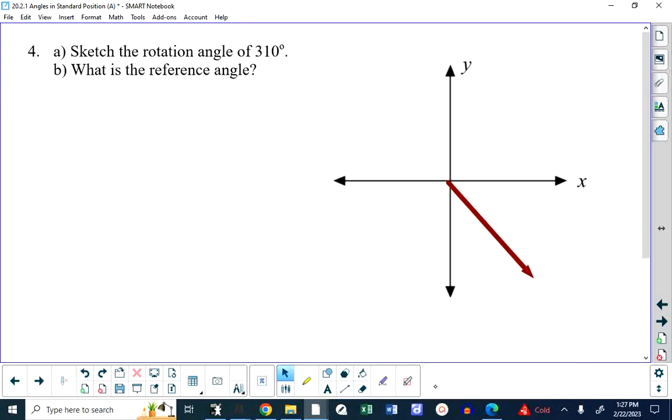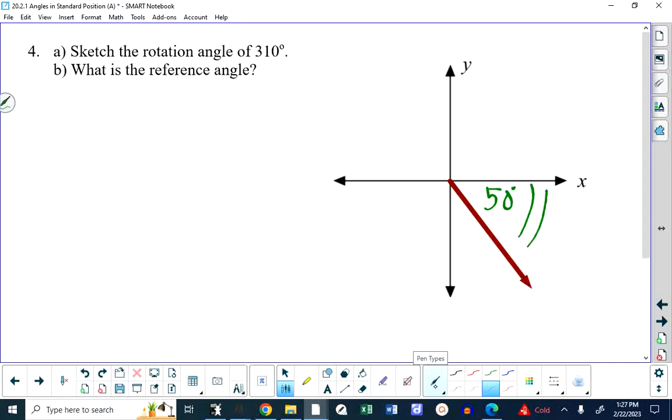Which means I kind of lucked out here. I've determined that this is 50 degrees. I've determined the reference angle in figuring out how to draw it. I figured out that it's 50 degrees. So the rotation angle is this, 310 degrees, and this is the reference angle. The reference angle is 50 degrees.